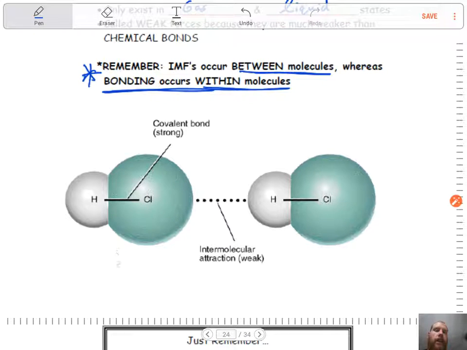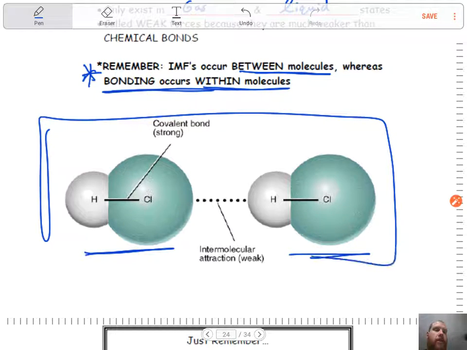So you can see here, we've got one molecule of HCl and we have another one. The intermolecular force is what's keeping those together or close to each other. Whereas a bond is holding atoms together. So it's holding the hydrogen atom to the chlorine atom here. So a bond is much, much stronger. Intermolecular forces are weak forces holding molecules to one another. This is going to be a great picture to hopefully help drive that home. So again, find the way that works for you.